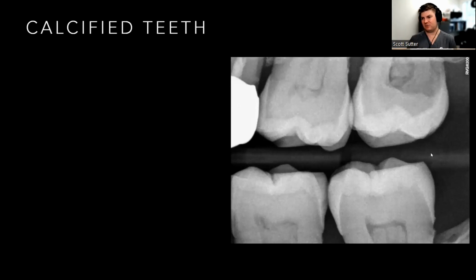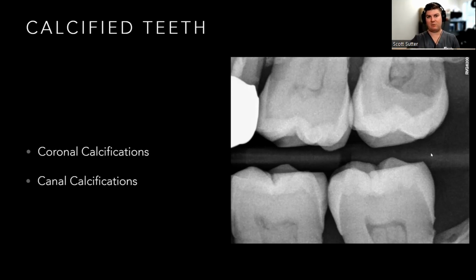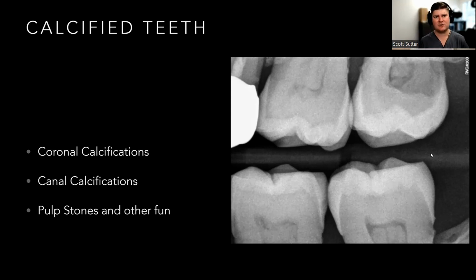And as far as calcified teeth, there's kind of three different areas that lead us to having issues with treatment. The first one is going to be calcifications in the coronal aspect. The second one is going to be calcifications within the canals themselves. And then the third is our very favorite, pulp stones and all the other fun things that can calcify inside there.